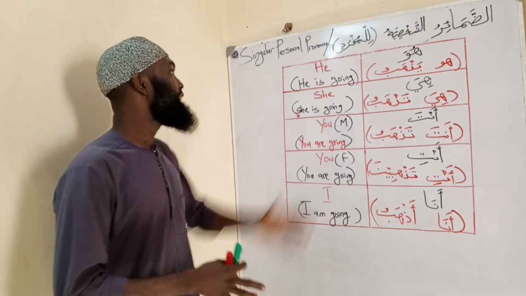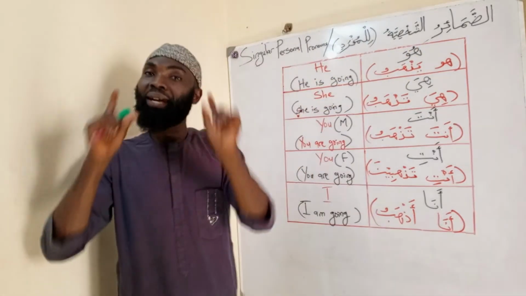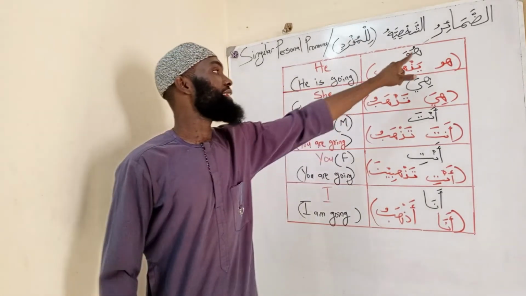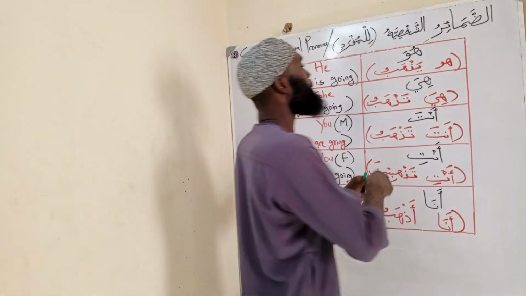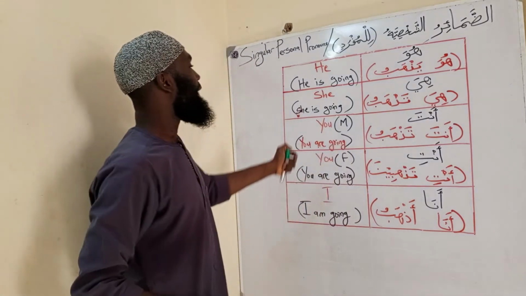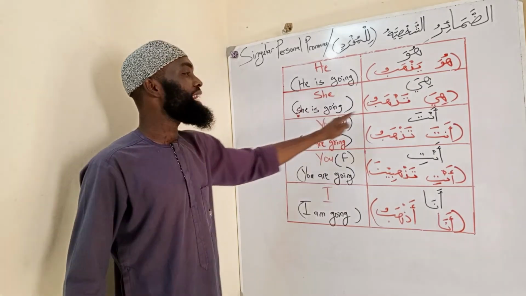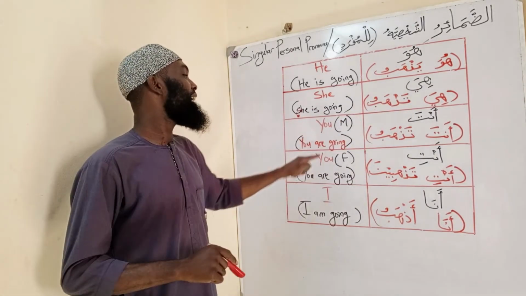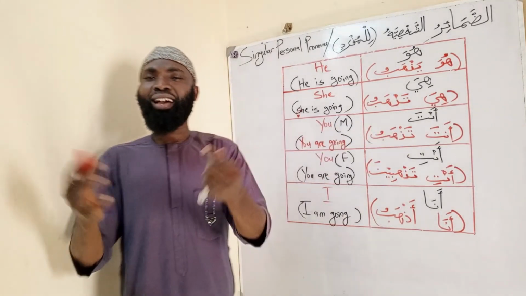Again, to summarize, we have dealt with the singular personal pronouns. We said we have he, which is a singular person, and that is huwa. An example, he is going, huwa yadhhabu. Then we have she, which is hiya. An example, we can say she is going, hiya tadhhabu. You, male, you say anta. Example, you are going, anta tadhhabu.